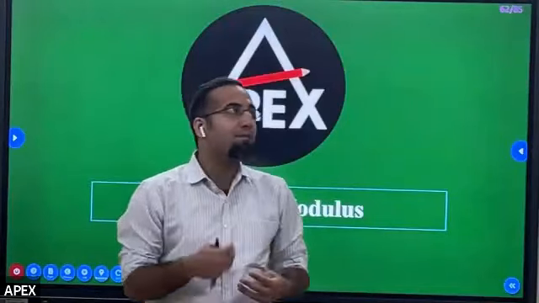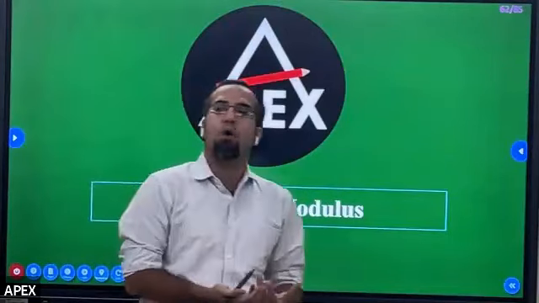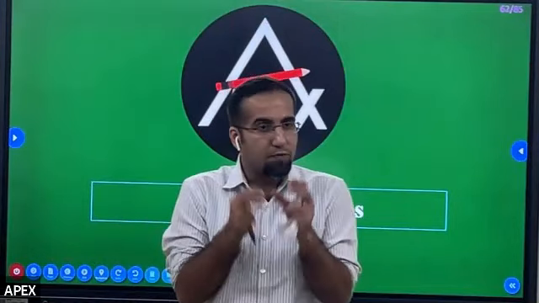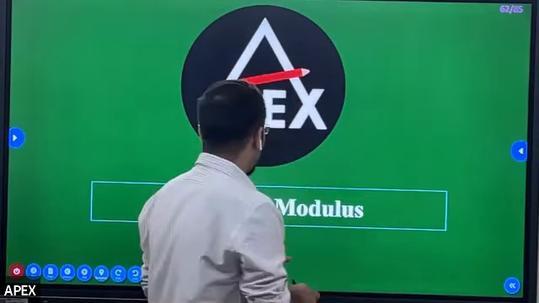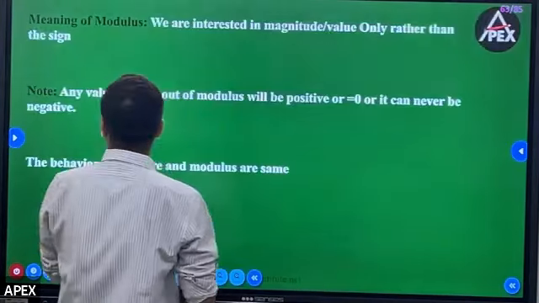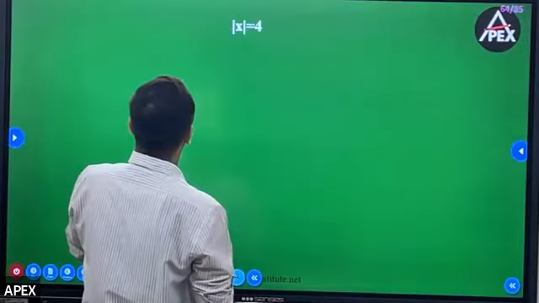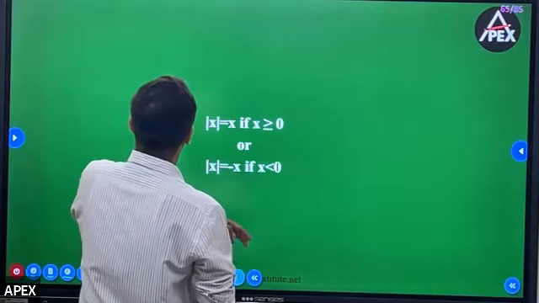Clear? Same way, we'll understand the functionality of modulus. What do I mean by modulus? If you understand that perfectly, then again it's a game of equations. Nothing more than that. Okay. So I'm sure all of us have heard what is the meaning of modulus. What is the definition of modulus? Mod x is equal to x if x is greater than 0, mod x is equal to minus x if x is less than 0. Yeah, this is all that we are holding on to.